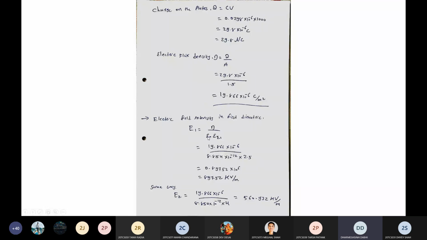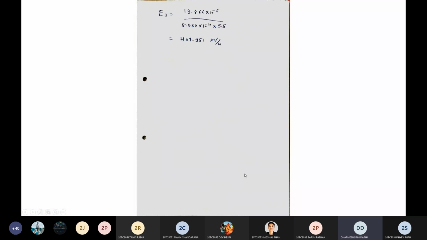So put this value of D in the equation of E1. Epsilon 0 is a constant, 8.854 into 10 raised to minus 12. ER1 is given for the first dielectric medium, 2.5. So you get the answer 897.52 kilovolt per meter. Same way, find out E2. You get 560.93 kilovolt per meter. And E3, you get 407.95 kilovolt per meter. All of you get this answer?